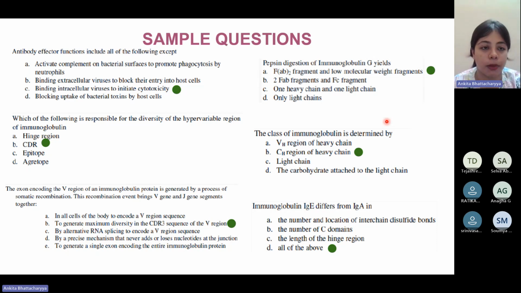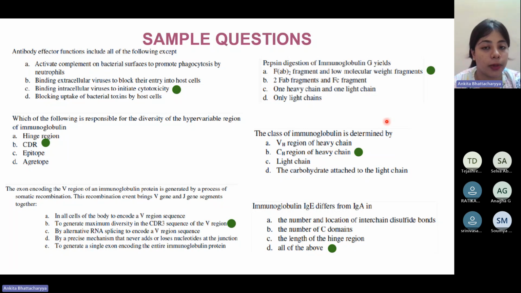So antibody effectors can do all of these. They can activate the complement system. They can bind to something which is outside of the cell, extracellular. The antibody cannot enter the cell directly. So intracellular viruses it cannot bind, and it cannot initiate cytotoxicity by itself. Therefore, option C is the correct answer.